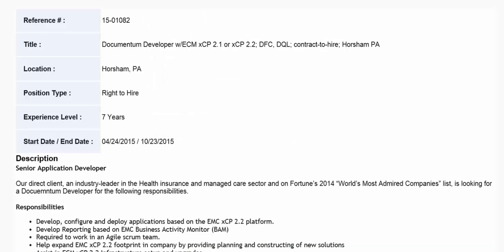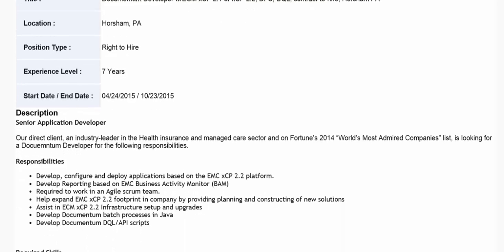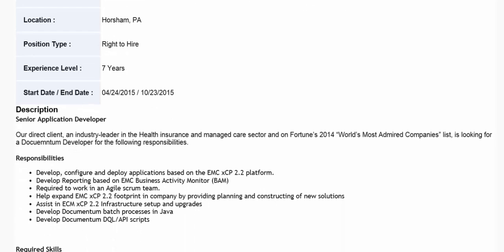The final job ad that we're going to take a look at is for a Documentum Developer. Now, this is a little bit more advanced, but I thought it might be useful for us to take a look at the type of job ad you might be applying for in a few years after you've built up some work experience. So this is somebody who should have about 7 years of experience in the field.